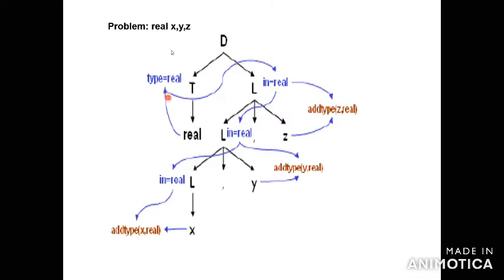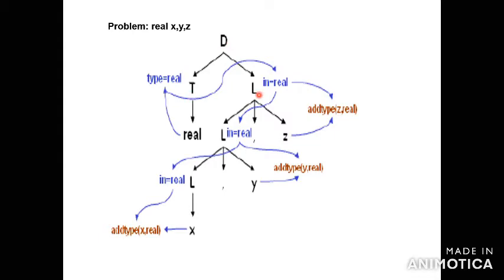The example problem is real x, y, z. In inherited attributes, you have to construct from the parent or sibling of the node. But for synthesized attributes, you have to construct the parse tree from the children of the node. In inherited attributes, not the children of the node, you have to start from either the parent or sibling of the node. This is the difference between inherited attributes and synthesized attributes. Now you can check.